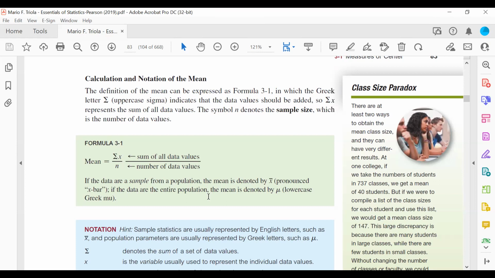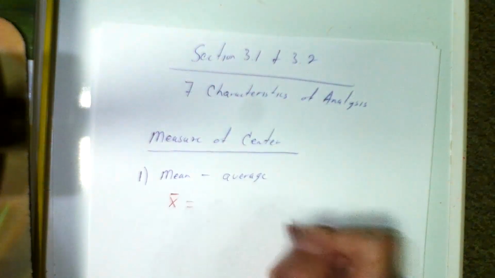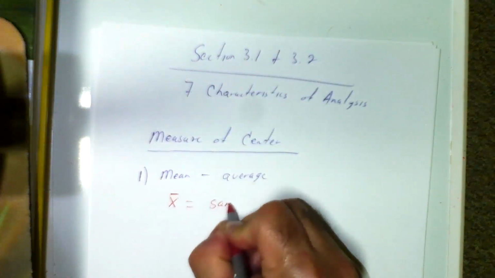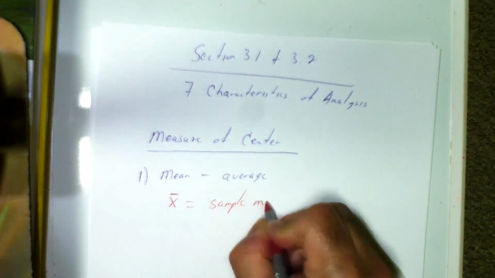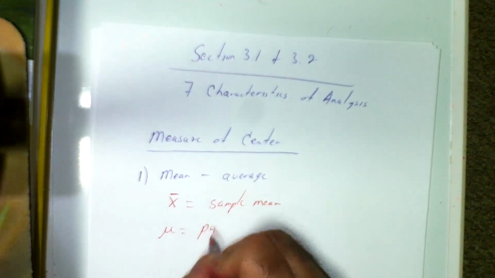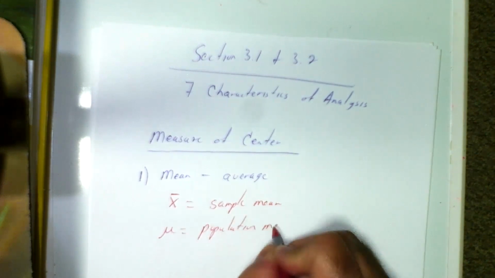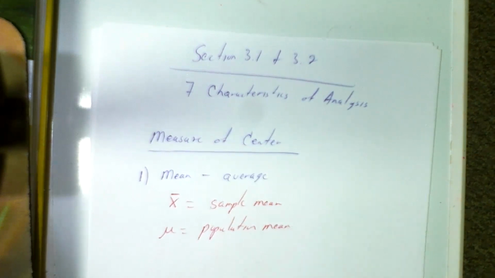So you just got to remember, for mean, there are 2 symbols. X bar is the sample mean, and mu is the population mean. Finding the average.